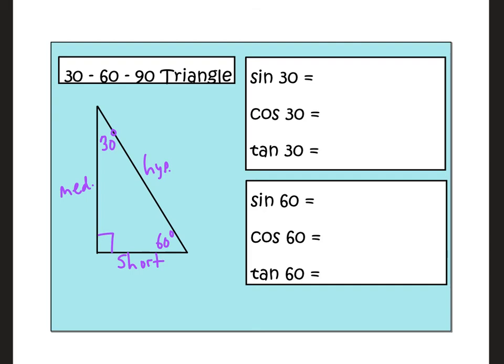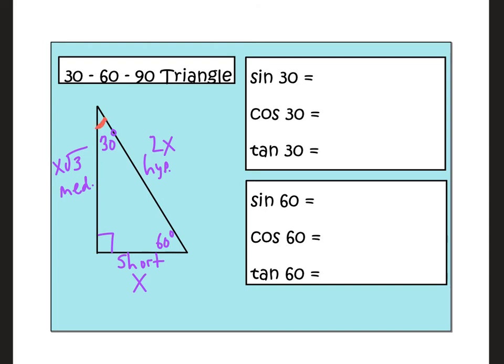The way these are always set up is the short leg is what we call x. We showed briefly that the hypotenuse becomes 2x. And then from the Pythagorean theorem, which we already worked out, the medium leg ends up being x root 3. Okay, so let's think about what the sine, the cosine, and the tangent for the 30-degree angle is.